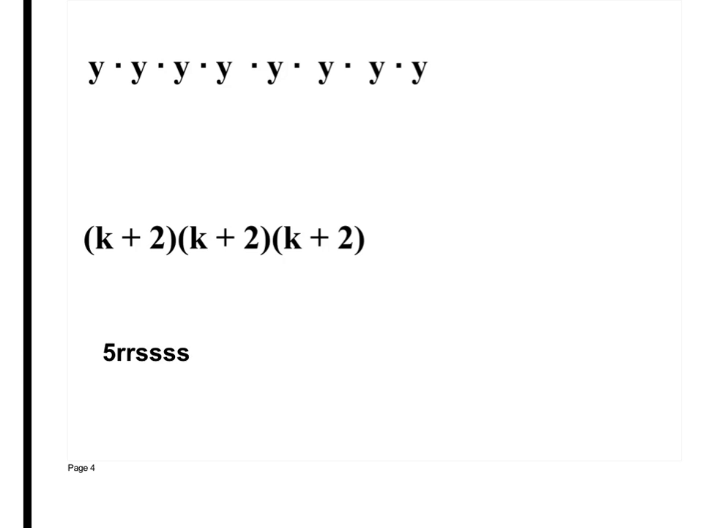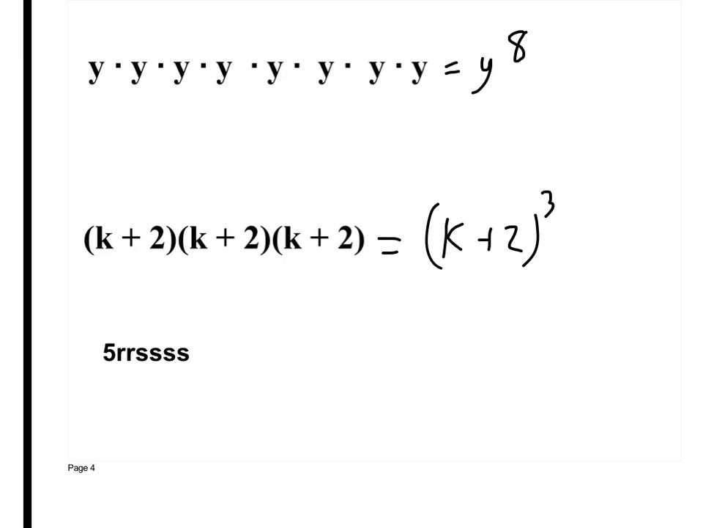Alright, so let's figure out this: writing the expression using an exponent. We count how many y's there are. How many y's? 8. So I raise y to the 8th power. I do it just like if there was a number there. It doesn't change anything. Here I have k plus 2 times k plus 2 times k plus 2. So I raise what's inside the parentheses, k plus 2, to the third power. There are 3 of them, and we keep it inside parentheses.